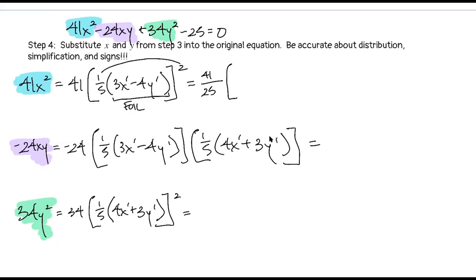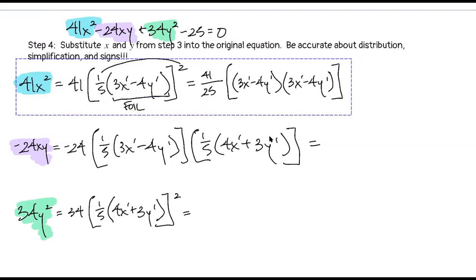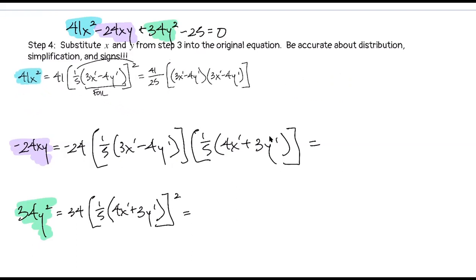And then, because this is the first time we're going through it, I have 3x prime minus 4y prime, and I'm going to be squaring it. So I want to, at least the first time, maybe remind myself actively that I need to FOIL it and not just make it 9x prime squared minus 16y prime squared, okay? There's going to be some extra terms in there that I need to take care of. Okay, so we're going to keep this 41 over 25 in the front. And let's see what it FOILs out to be.